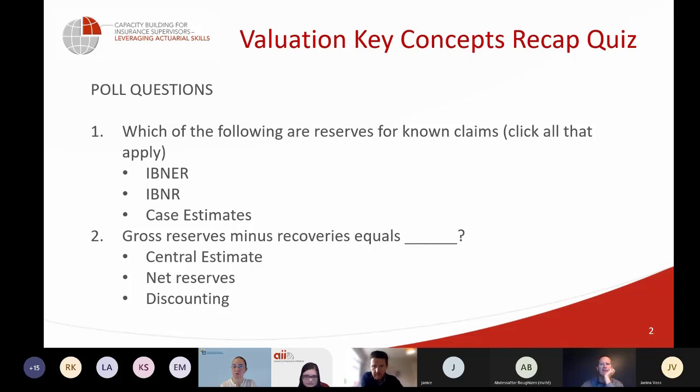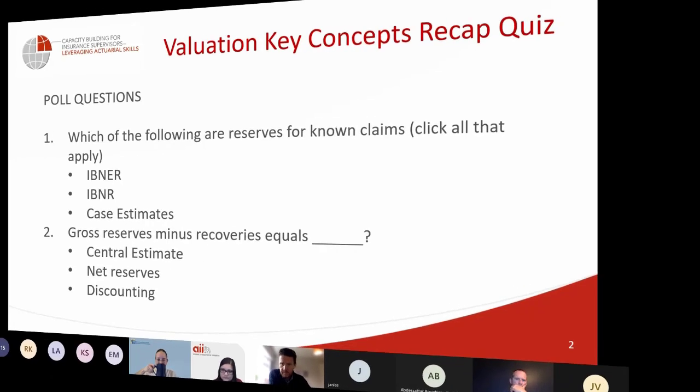Yeah. So the first question, excuse me, is which of those three items there are reserves for known claims? So we'd like you to click on any or all of those which apply. So IBNER, IBNR, case estimates, which of those, maybe one, maybe two, maybe three, are reserves for known claims?